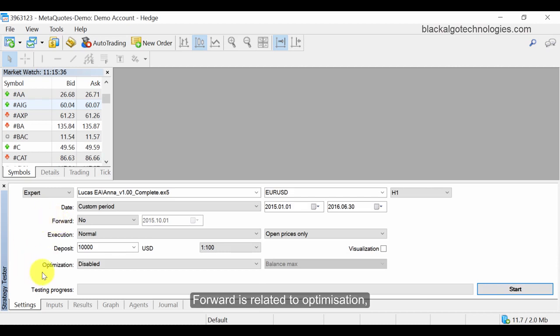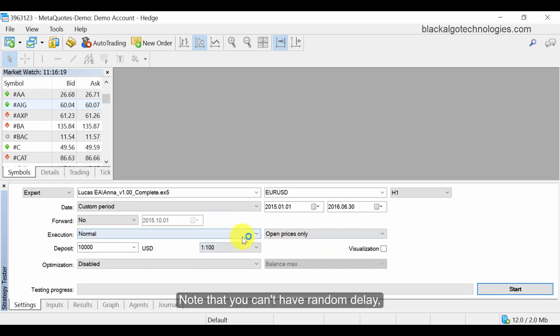Forward is related to optimization. So if you disable the optimization, you can't have forward. And by forward, we are talking about the walk forward optimization. Again, a later chapter, but we will include some notes on that in a later lecture for you to read up more.